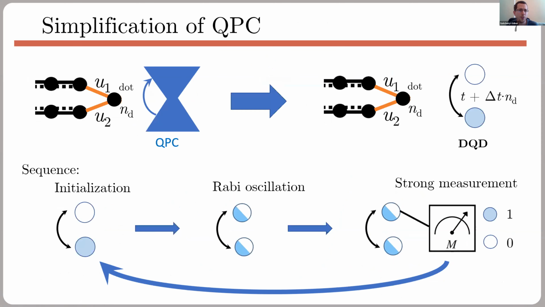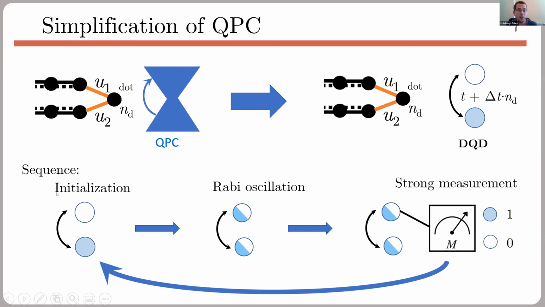Okay, so the next step, we would like to model the quantum point contact because it's a difficult construction. So how can we make a simple minimal model? The way is that we replace the quantum point contact with a double quantum dot, which has one electron, and the tunnel amplitudes in this double quantum dot depend on the number of electrons on the dot. Okay, and how can we mimic the behavior of the quantum point contact with this double quantum dot? So we use this sequence.